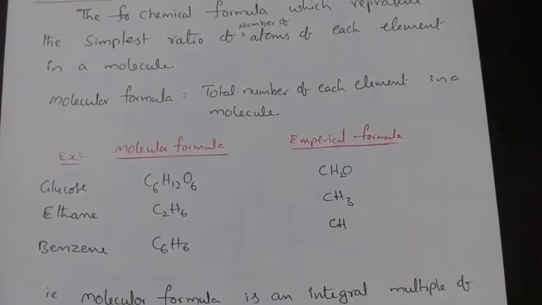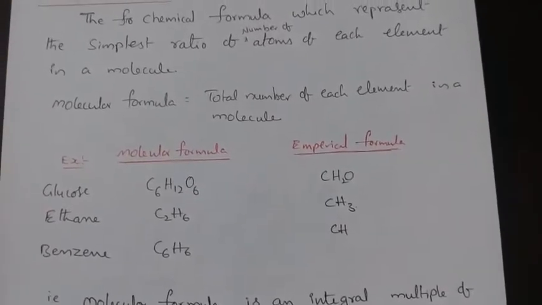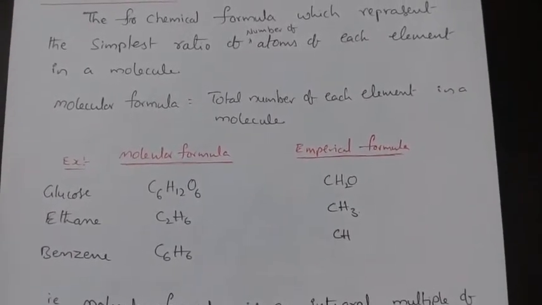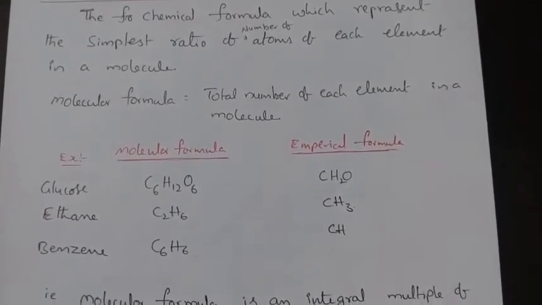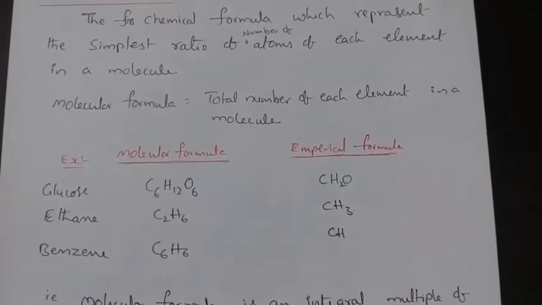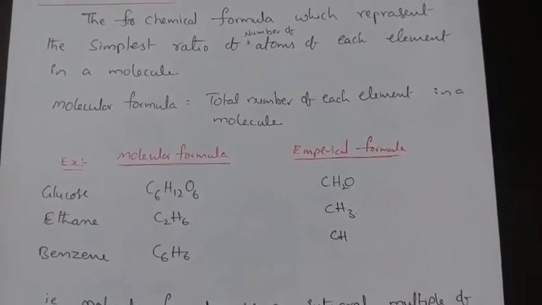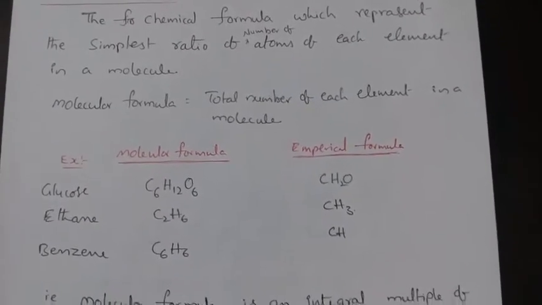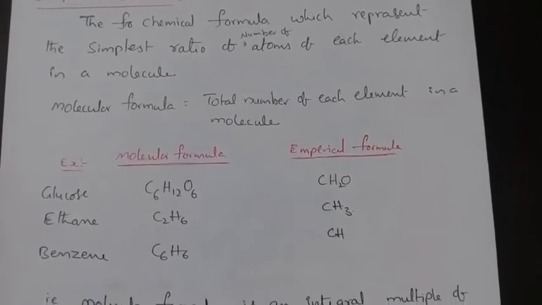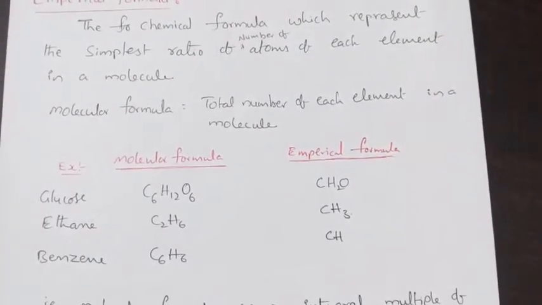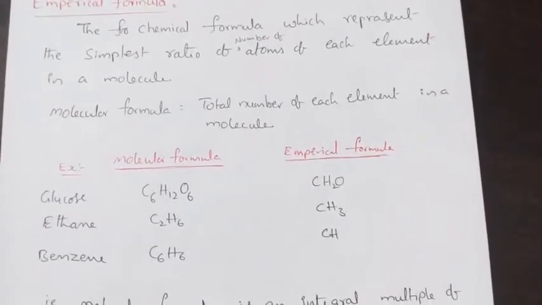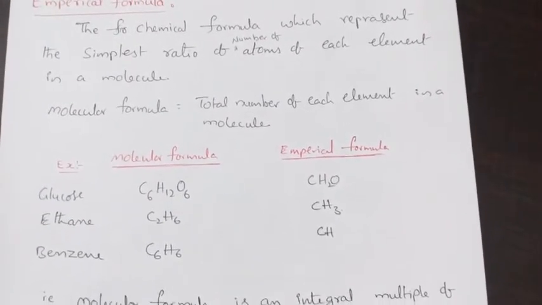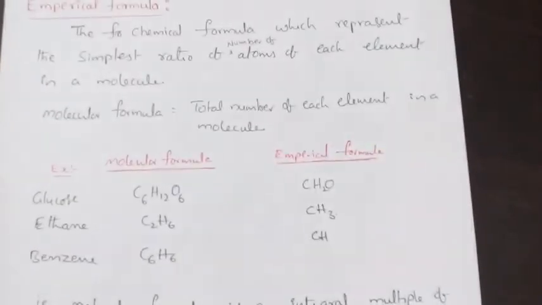But the empirical formula is the simplest ratio of the number of atoms of each element in a molecule. So 6 carbon becomes 1 carbon, 12 hydrogens become 2 hydrogens, 6 oxygen becomes 1 oxygen. So the simplest ratio for glucose is CH2O. The molecular formula of glucose is C6H12O6 and the empirical formula of glucose is CH2O.